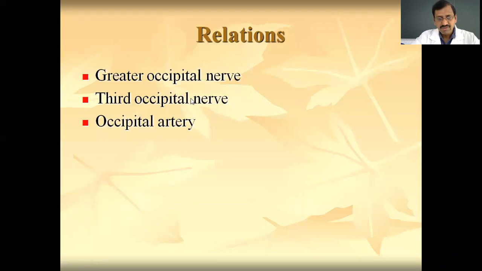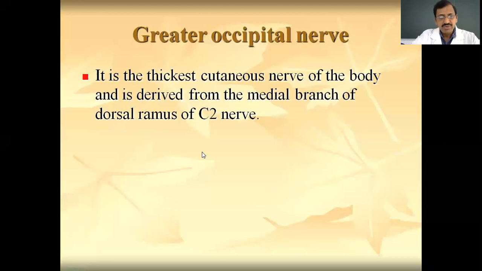Okay, next is another important thing, the relations of the suboccipital triangle. The most important structures related to the suboccipital triangle are the greater occipital nerve, third occipital nerve, and occipital artery. First, you see what the greater occipital nerve is. It is the thickest cutaneous nerve of the body. That is the specialty of the greater occipital nerve. It is derived from the medial branch of the dorsal ramus of C2.